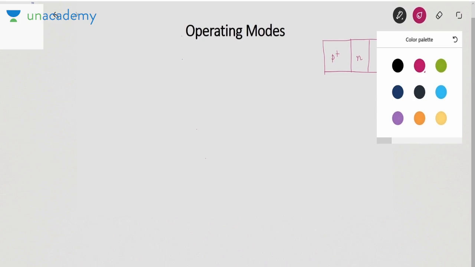Now if we talk about operating modes of a BJT. Suppose we have a BJT which is like this, P plus and P minus. As I told you, there are two diodes. One diode is between emitter and base and the other is between collector and base. This is collector, base, emitter. So we say that a BJT has two junctions. One is the emitter base junction and the other is the collector base junction.